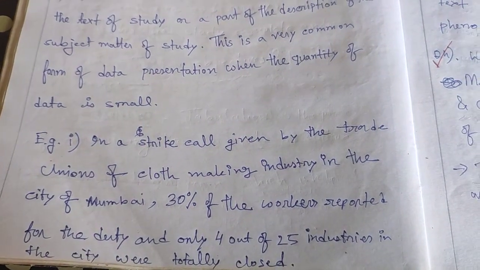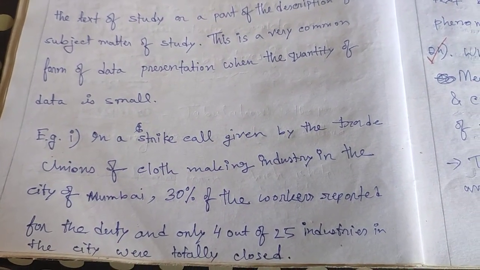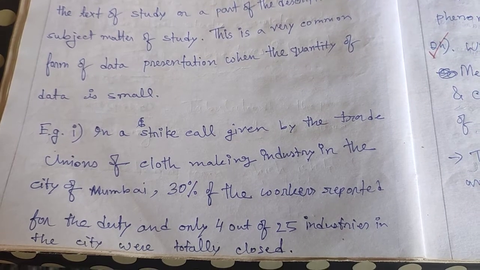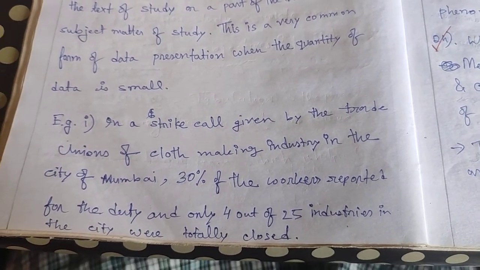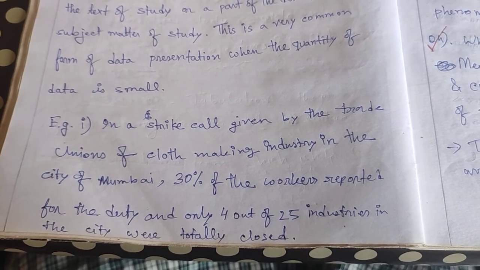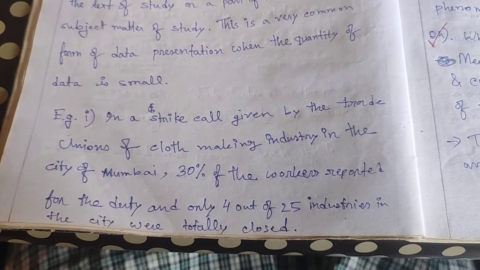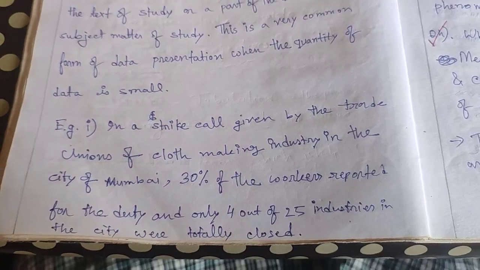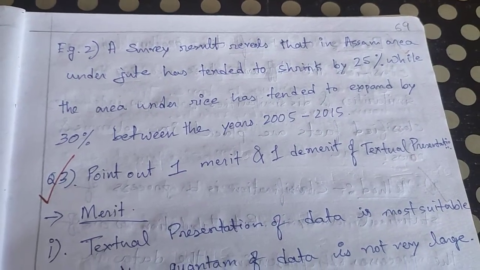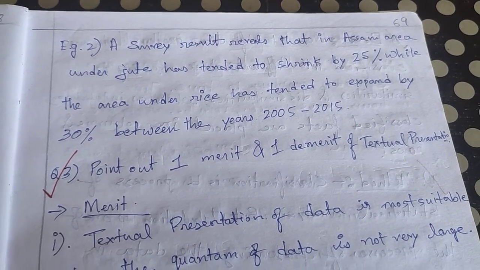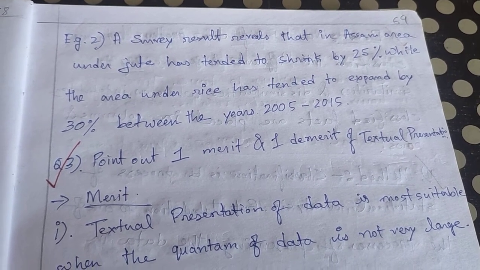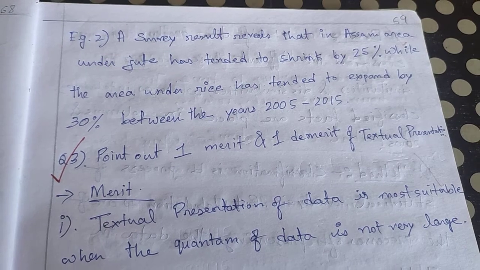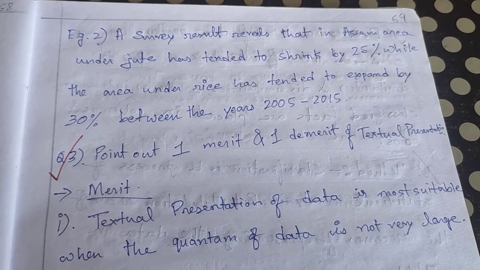For example, দেখো কি, in a strike call given by the trade unions of cloth making industry in the city of Mumbai, 30% of the workers reported for the duty and only 4 out of 25 industries in the city were totally closed. আরেকটা এক্সাম্পল দেখো, example 2, a survey result reveals that in Assam area under jute has tended to shrink by 25% while the area under rice has tended to expand by 30% between the years 2005 to 2015.